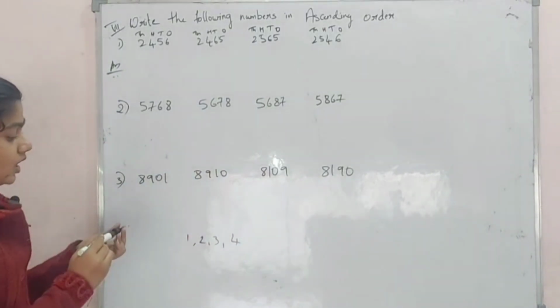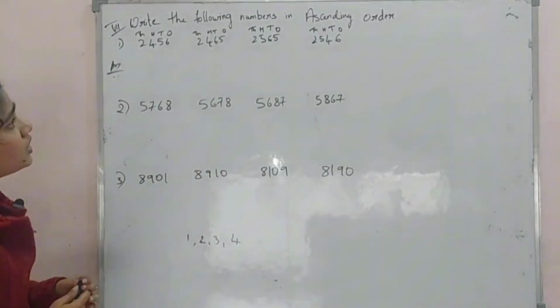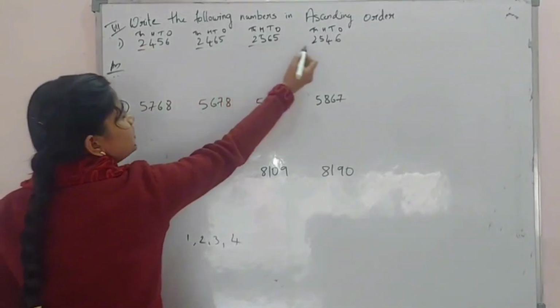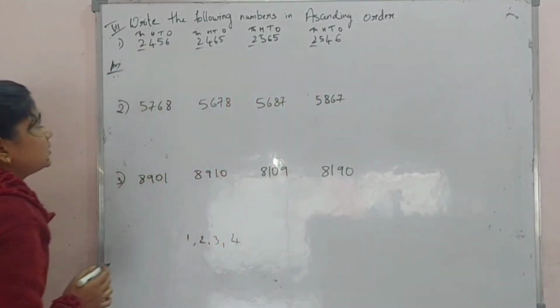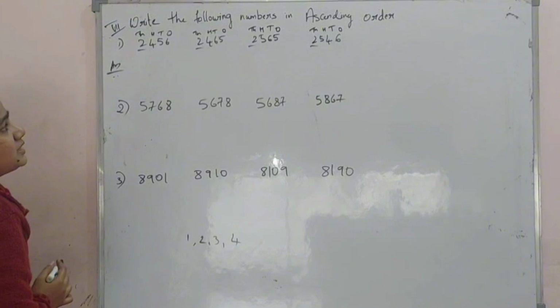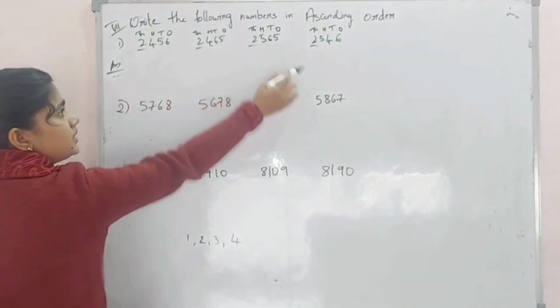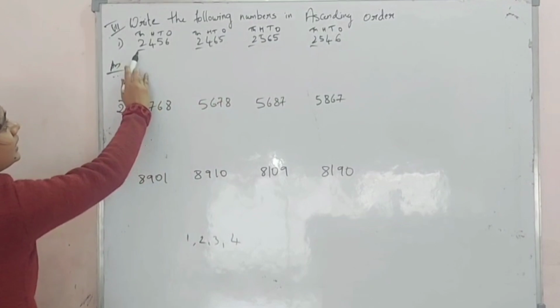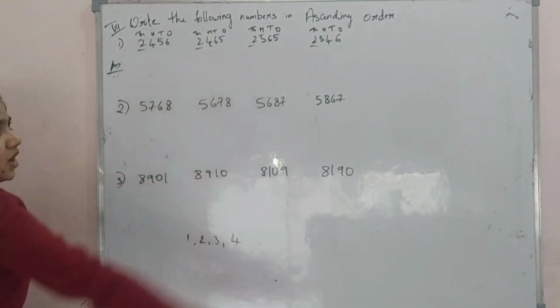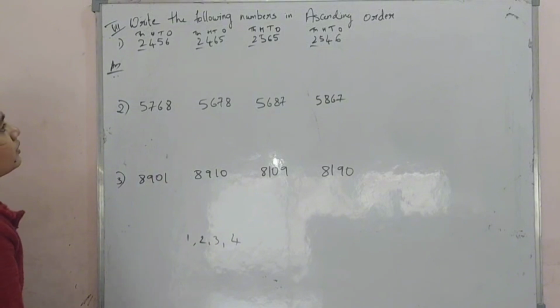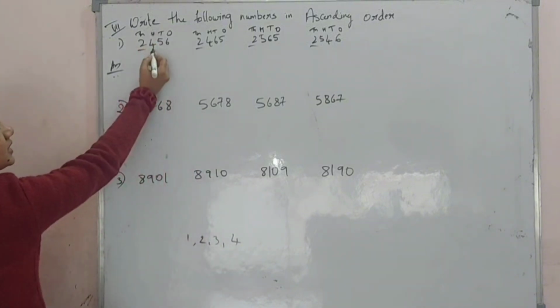Got it? Okay, let me check which is the smallest number in the 1000 place. Let me compare all these 4 numbers. Do we have any smallest number in the 1000 place? No. All the numbers in the 1000 place are equal. Correct? We have only 2, 2, 2, 2. So now we go to the 100 place to check.